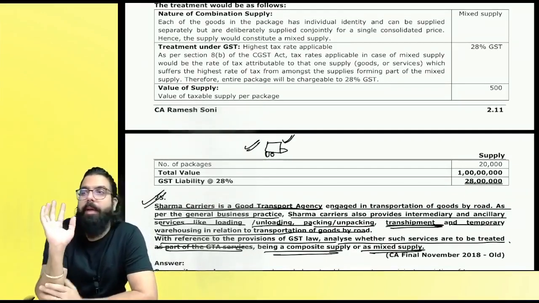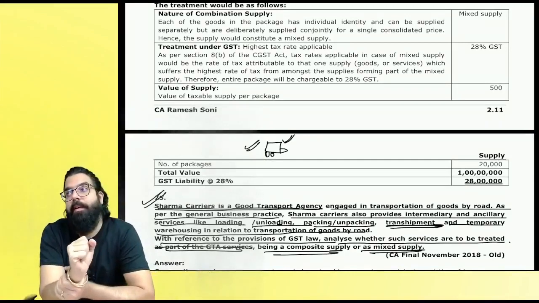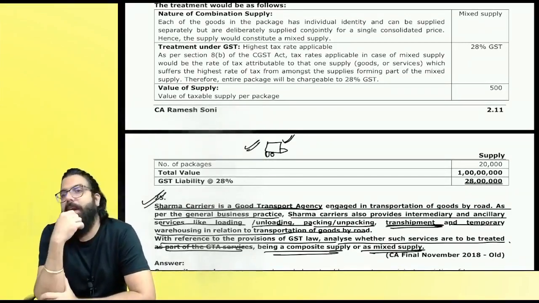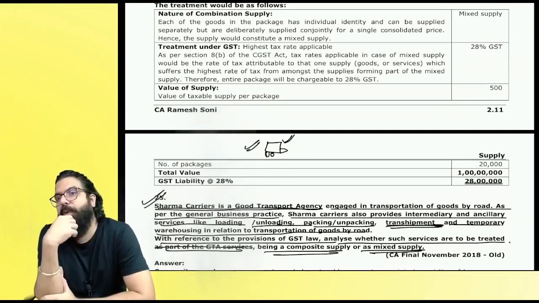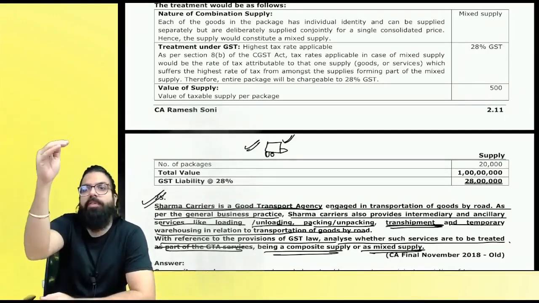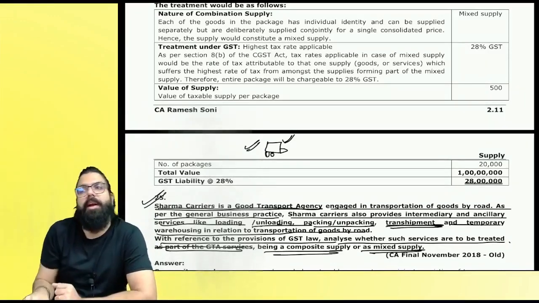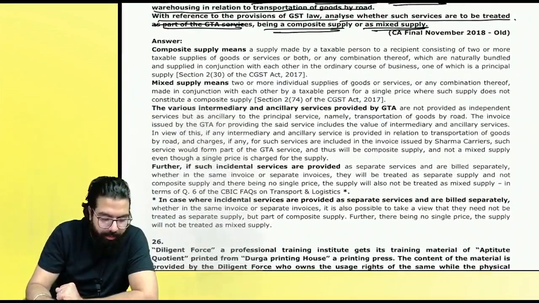Then it's a composite supply. But if they go ahead and tell you separately that, sir, if you want to do the warehousing, we'll charge you 10,000 rupees per day for warehousing, then transportation is a separate service and warehousing is a separate service. Both the views can be taken. Everyone over here.